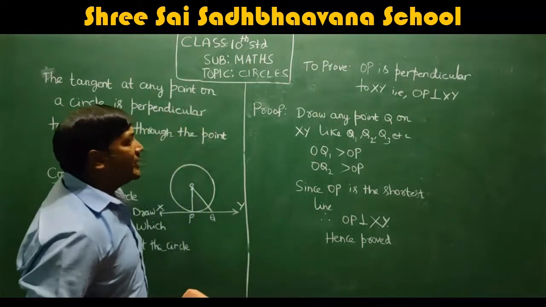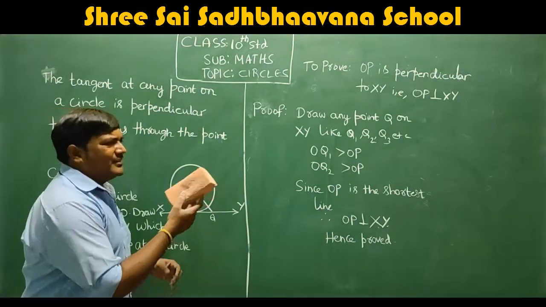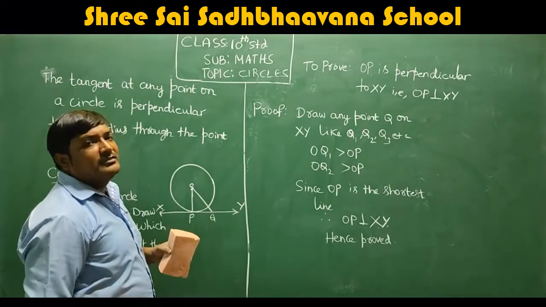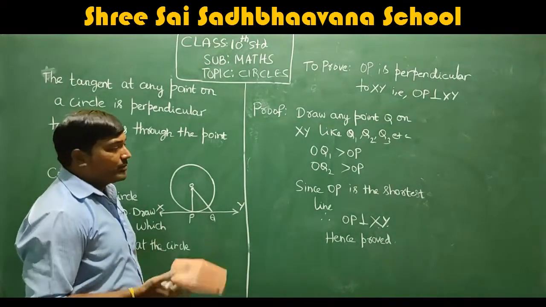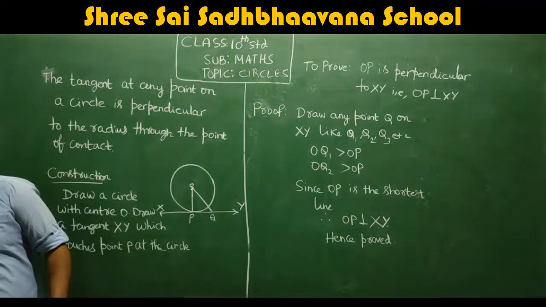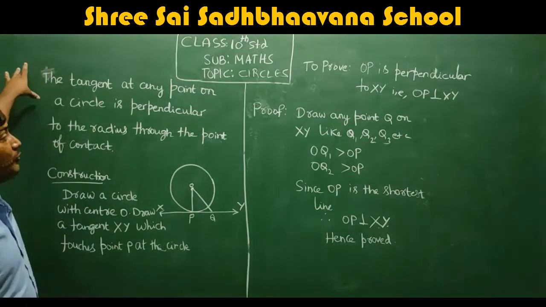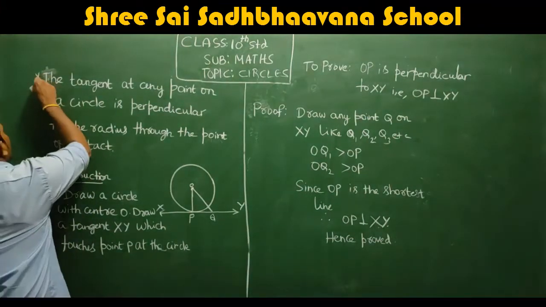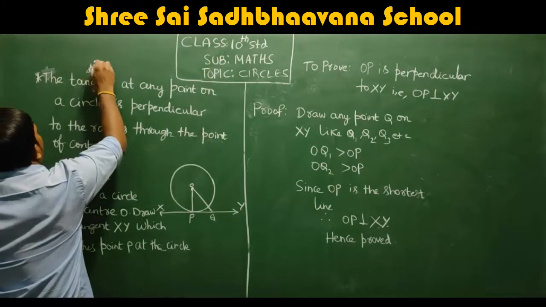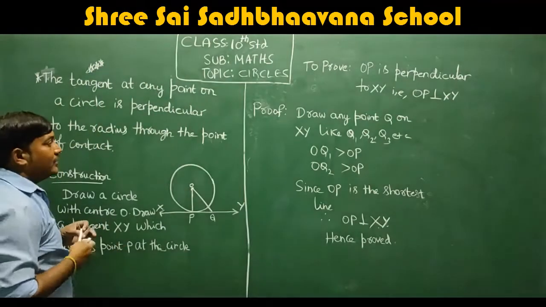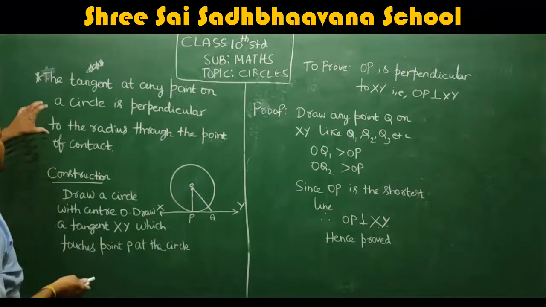So let me explain the theorem. See, it is very simple, guys. Always remember, a perpendicular line always makes the shortest distance. That's the thing which you have to understand. So now let me explain the theorem. As I told, it is very important. These two theorems are there, this is one and one more is also there. These are very important from your examination point of view.